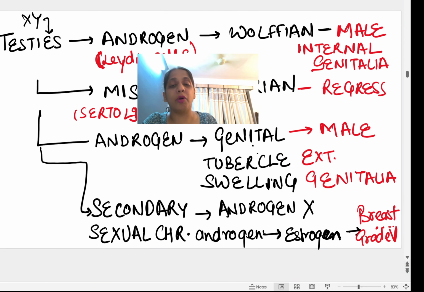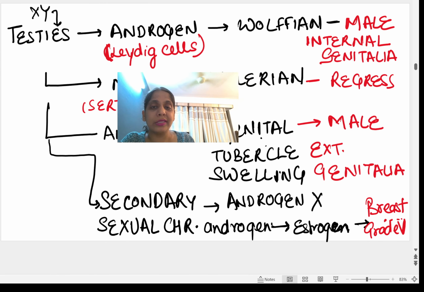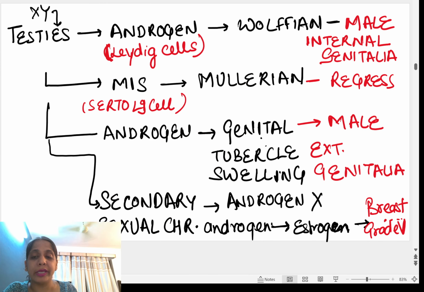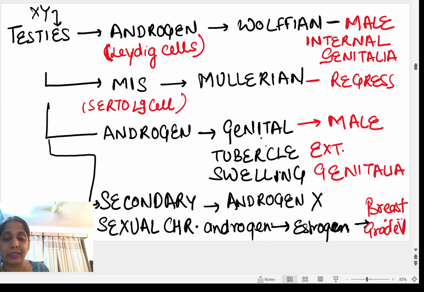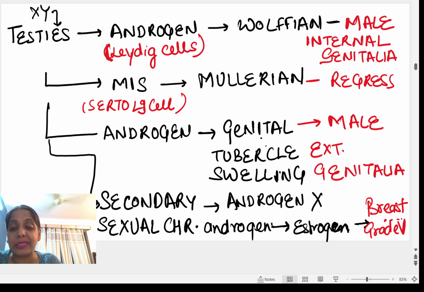So as we have already read this, let's now in this slide study the development of the external genitalia. You know that when there is an XY chromosome, then testes are formed. Then in these testes, the Leydig cells synthesize androgen. Then the Wolffian duct grows into the male internal genitalia, and the Sertoli cells secrete MIS, and then the Mullerian duct regresses.